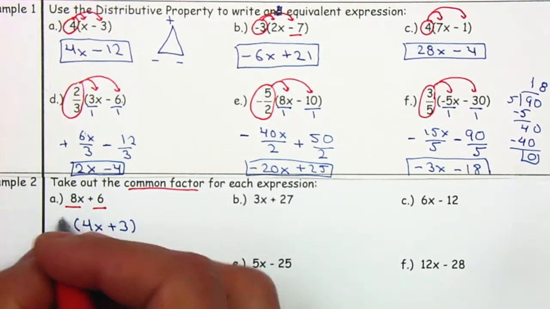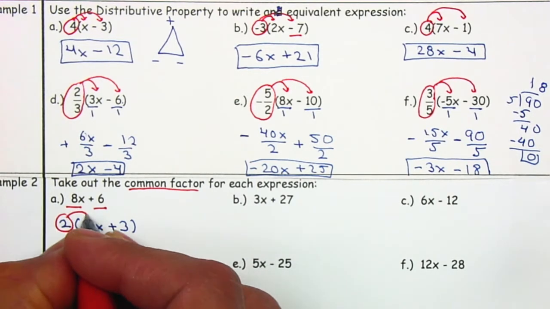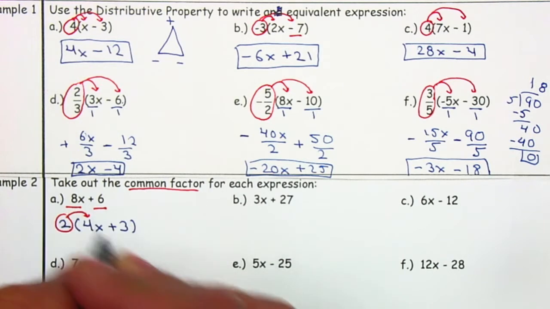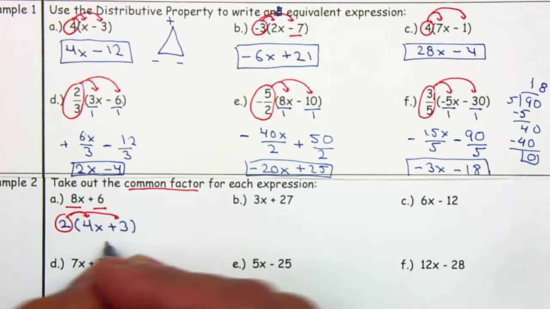And I want you guys to double check. Once you finish, if I take out the 2 times that 4x, that's 8x, correct? 2 times that 3, is that positive 6? Check.